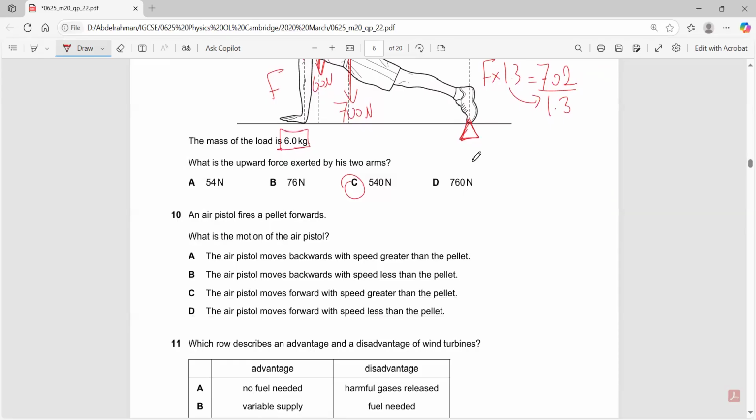An air pistol fires a pellet forwards. What is the motion of the air pistol? If the pellet is moved forwards, then the air pistol has to move backwards, right? With a speed greater or less? With a speed definitely less, right? Because of its mass. They have the same momentum, but since it has a greater mass, it has a smaller speed.